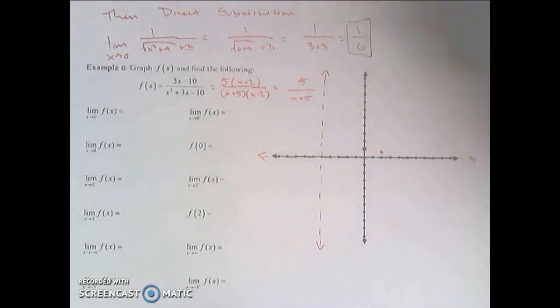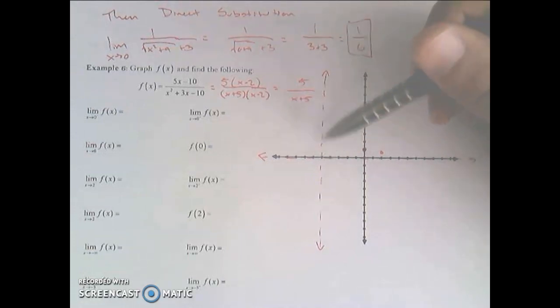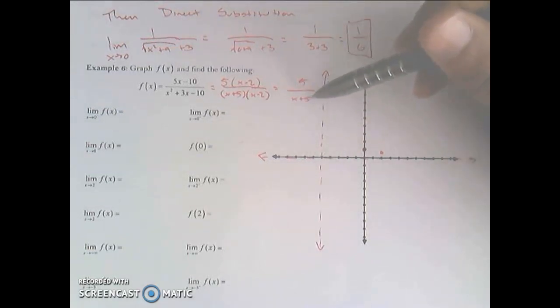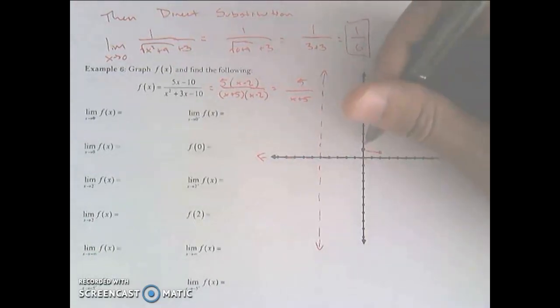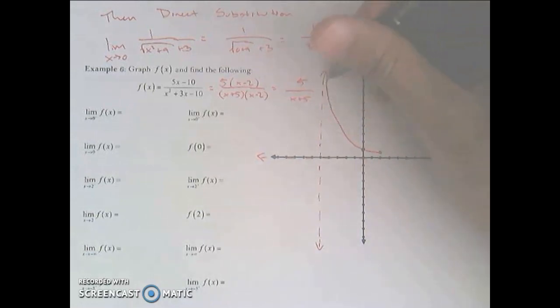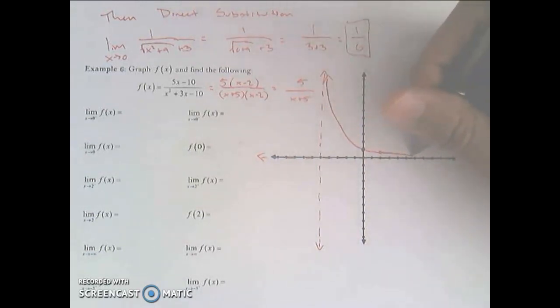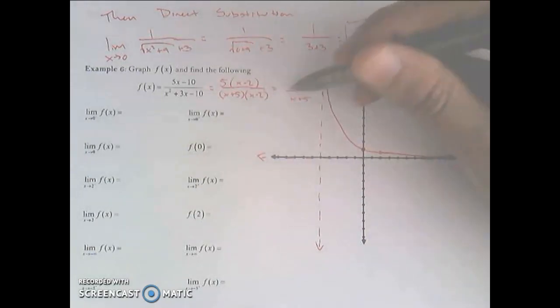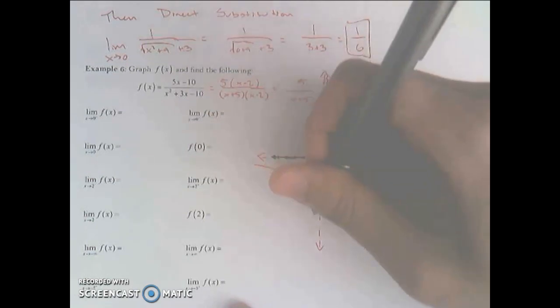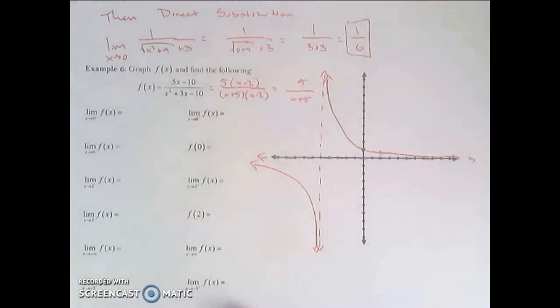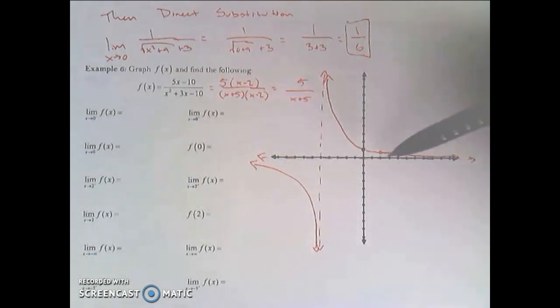Now the behavior near the asymptote. As we approach -5 from the positive side, this would be a positive quantity, so we're approaching infinity. So we get this behavior here. And as we approach -5 from the negative side, this would be negative, so we'd be approaching negative infinity. We've got a function that looks like this. It's a rational function, with a hole at (2, 5/7).